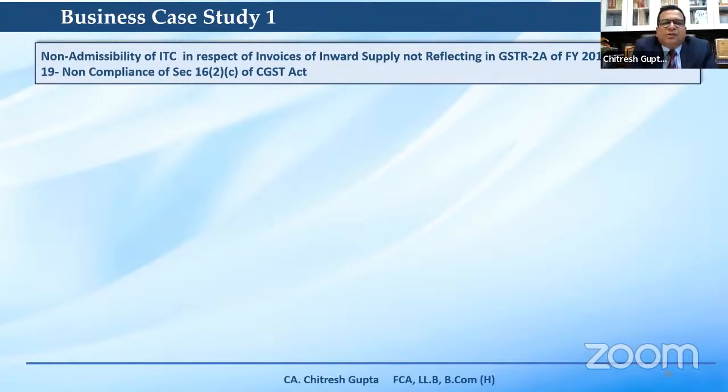Second, for disallowing that credit, in many show cause notices I have seen, they are quoting section 16, subsection 2 and clause C, wherein they say, since that particular inward supply is not appearing in your GSTR 2A, it appears that the supplier has not paid the tax on that corresponding supply, and that's why the condition contained in section 16 subsection 2 clause C has not been satisfied. So you have to show cause as to why the credit which has not been reflected in GSTR 2A should not be reversed and demanded from you along with interest and penalty.